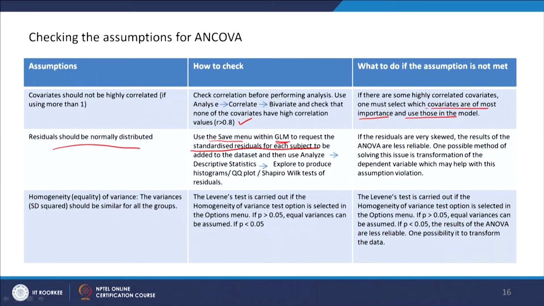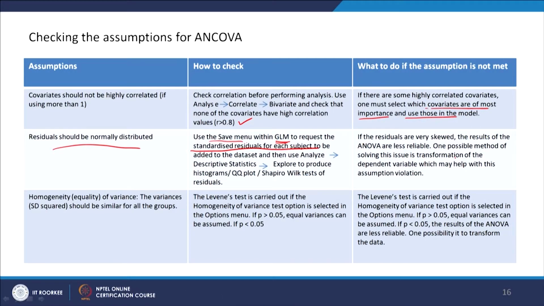You can also do it like this: go to Analyze, then Descriptive Statistics, then Explore, and in Explore there is a provision for standardized scores, right. I think in Descriptives also it is there, right. I will show you. Use Explore to produce histograms, and you can check whether the data is normal or not. If the residuals are very skewed, the results of the ANOVA are less reliable.